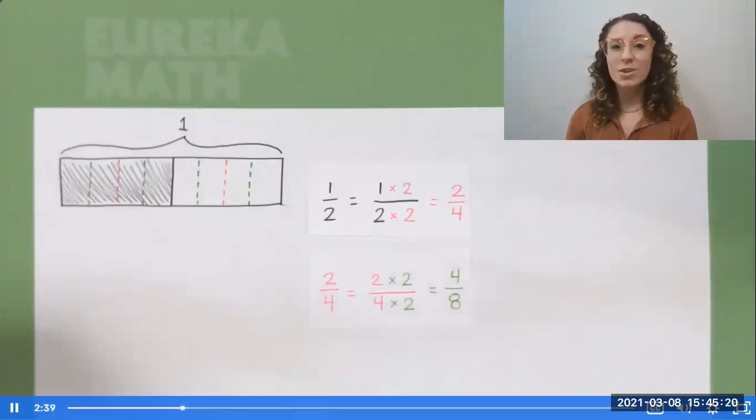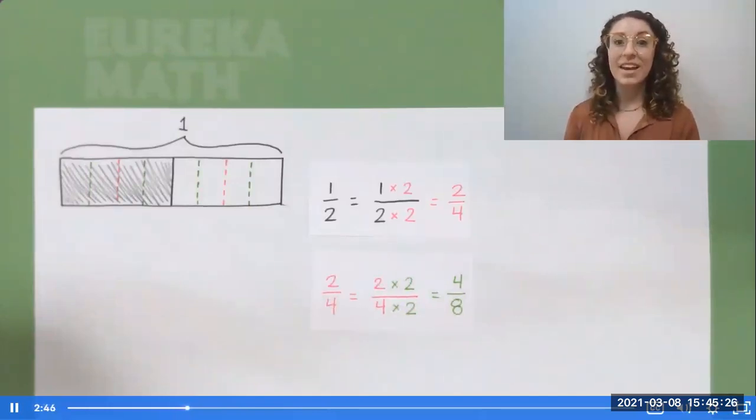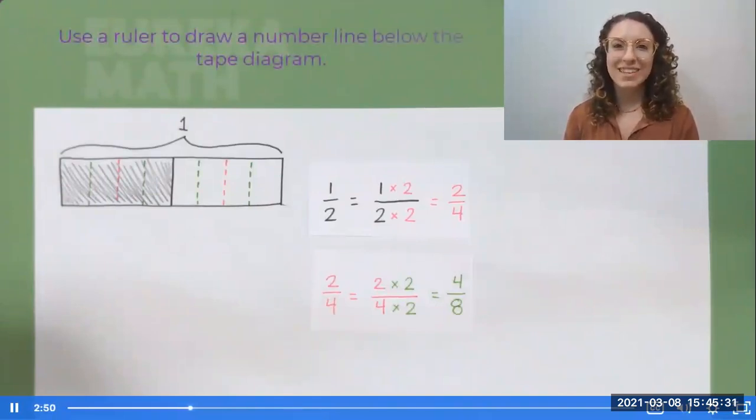This number sentence shows how we decomposed fourths into eighths. Again, we doubled the number of units. Now, use a ruler to draw a number line slightly longer on both ends than the tape diagram. If you don't have a ruler, a straight edge is okay too.